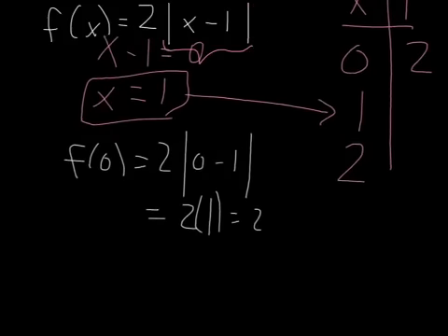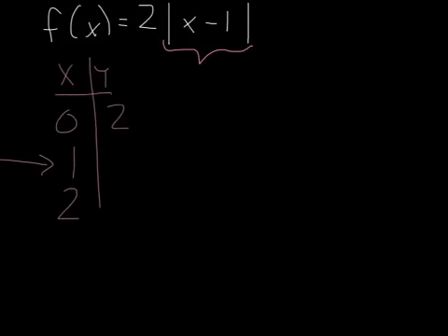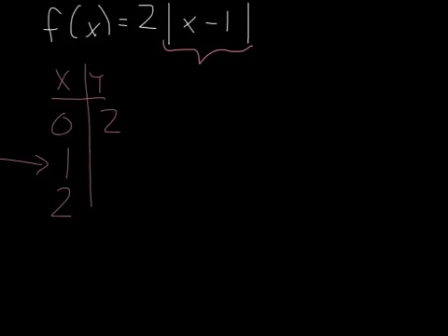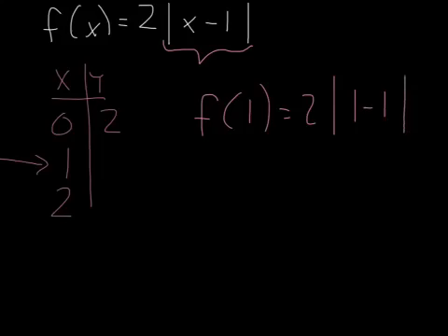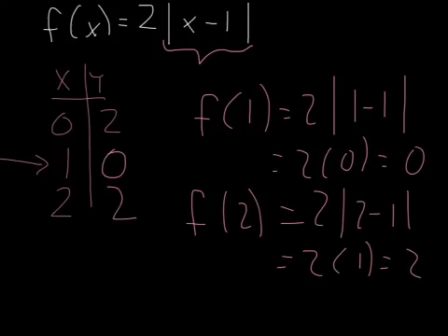And if I keep working with that, I'm going to slide this over to give myself some more room. Let's say I plugged in f of 1. This is plugging 1 in for x. That gives me 2 times 1 minus 1, which would give me 2 times 0, which would be 0. So I get a 0 there. And let's go ahead and plug in our last number, f of 2. That would give me 2 times 2 minus 1, which would give us 2 times 1, which would be 2. So I get my last point here at 2.